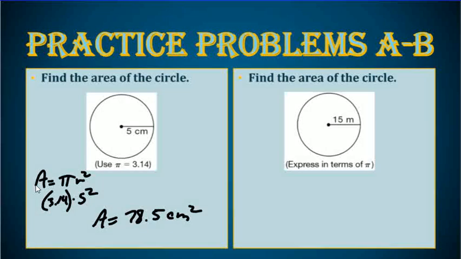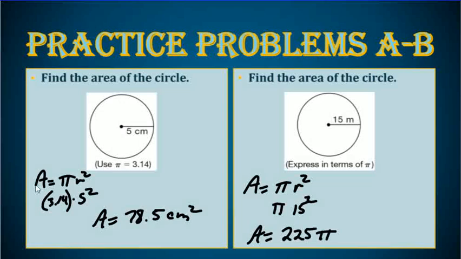And this one, it says express the terms in pi, just means have pi in our answer. So area equals pi times radius squared. Our radius is 15. We need to multiply that by pi. So area equals 15 squared is 225. Need to have pi in my answer. So it would be 225 pi square meters.